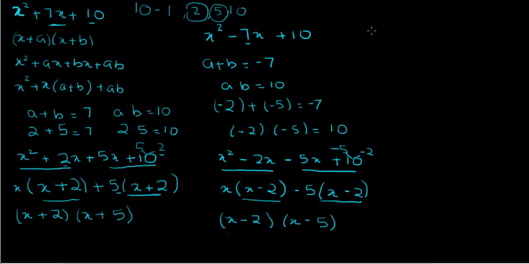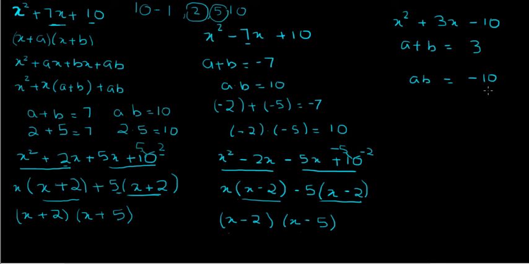Let's take one more example. I will take the example x squared plus 3x minus 10. Now if we try to map this onto our polynomial here, x squared plus ax plus bx plus ab, the sum a plus b should be equal to the coefficient of x. So a plus b is equal to 3 and the product is equal to the constant, that is minus 10 here. So a times b should be equal to minus 10.